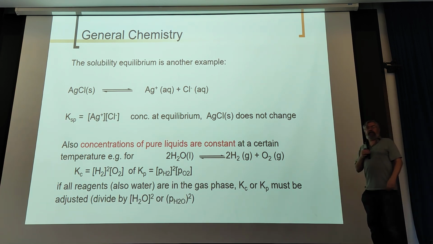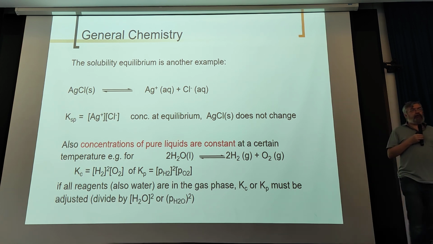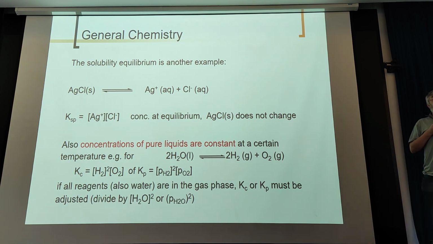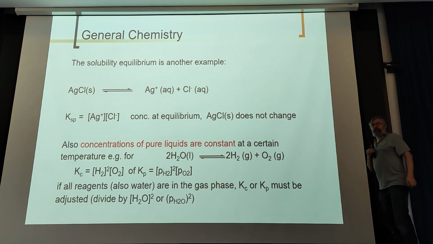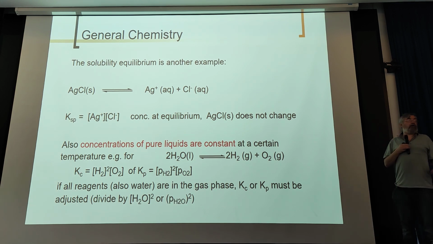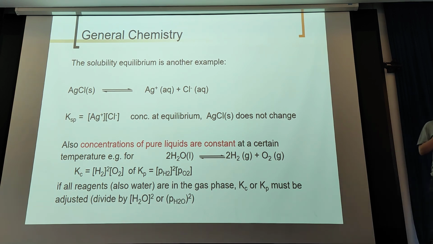So here again it becomes important to consider the aggregation state of the water. It could be that you do the same reaction but starting with water vapor. Now this reaction with water vapor will have a different equilibrium constant, because in the water vapor we have to consider also the term of the water as reagent. So we have to divide by water concentration squared, or if it's Kp, by the partial pressure of water squared.